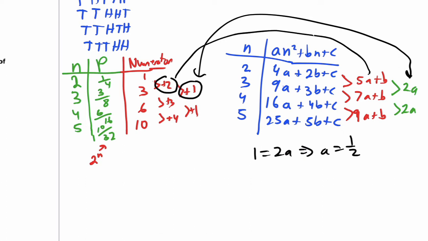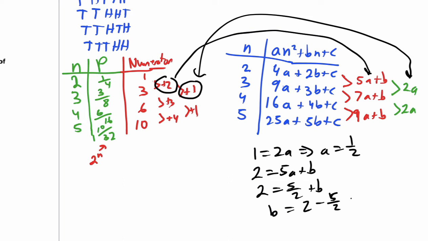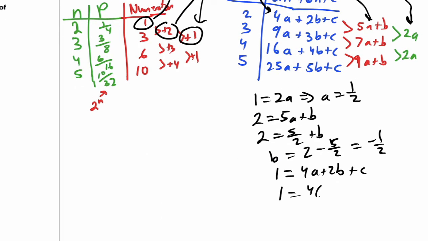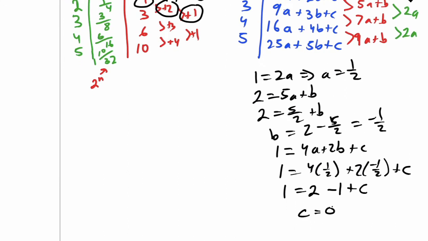2 should be equal to this one, so 2 equals 5a plus b. We already know what a is, so 2 equals 5 over 2 plus b. b equals 2 minus 5 over 2, which is negative half. And now we can go for the c value. This equals that part. So 1 equals 4a plus 2b plus c. 1 equals 4 times half plus 2 times negative half plus c. So 1 equals 2 minus 1 plus c. So actually c equals 0.